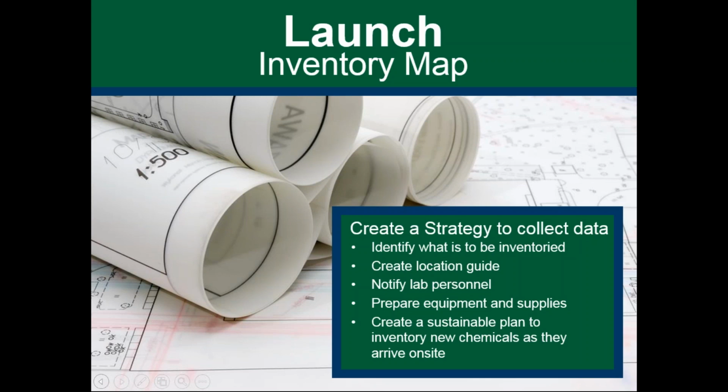And then you also want to create a sustainable plan to inventory new chemicals as they arrive on site. So again, finding that bottleneck where all chemicals go before they spread out over your campus is pretty important. There's other ways to do it. You don't have to do it that way, but to me, that's the easiest way to do it right off the bat. And if you identify more efficient ways down the road, that's part of this constant assessment and looking at how you can improve your inventory. But finding that bottleneck is a good first step to ensure that you're at least getting everything coming on site.